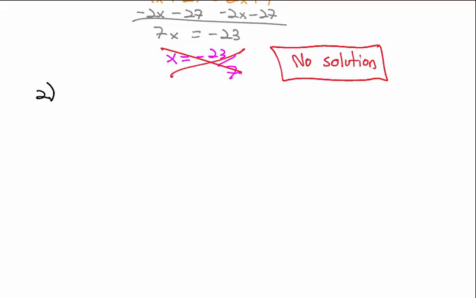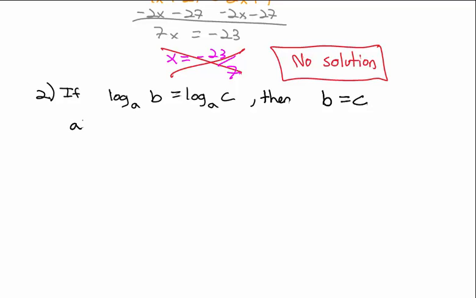Our second strategy is if log base A of B equals log base A of C. We've got a log on both sides, then the insides, then B equals C. This is kind of like saying if the bases are both equal, then the exponents are both equal. This is exactly the same process.